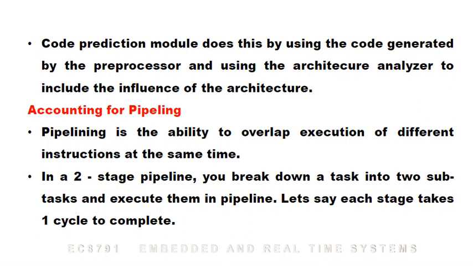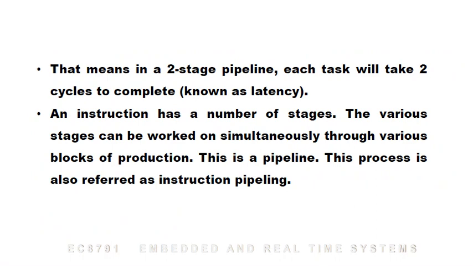Accounting for pipelining. Pipelining is the ability to overlap execution of different instructions at the same time. In a two-stage pipeline, you break down a task into two sub-tasks and execute them in pipeline. Let's say each stage takes one cycle to complete. That means in a two-stage pipeline, each task will take 2 cycles to complete, known as latency. An instruction has a number of stages. The various stages can be worked on simultaneously through various blocks of production. This is a pipeline. This process is also referred to as instruction pipeline.